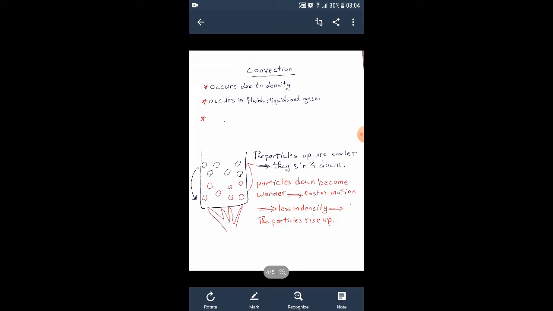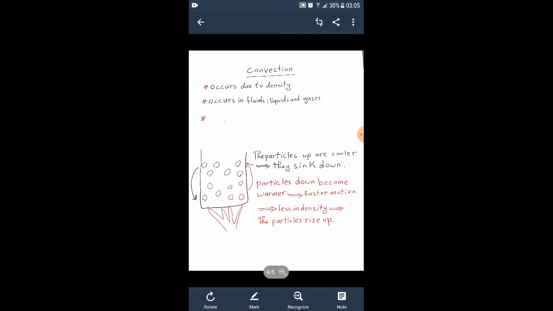If they become less dense, what does that mean? Remember, to sink or float. They will float or sink. For sure they float. That means they rise up. They become less in density. That means they can rise up, because they are less in density than the particles that are up.